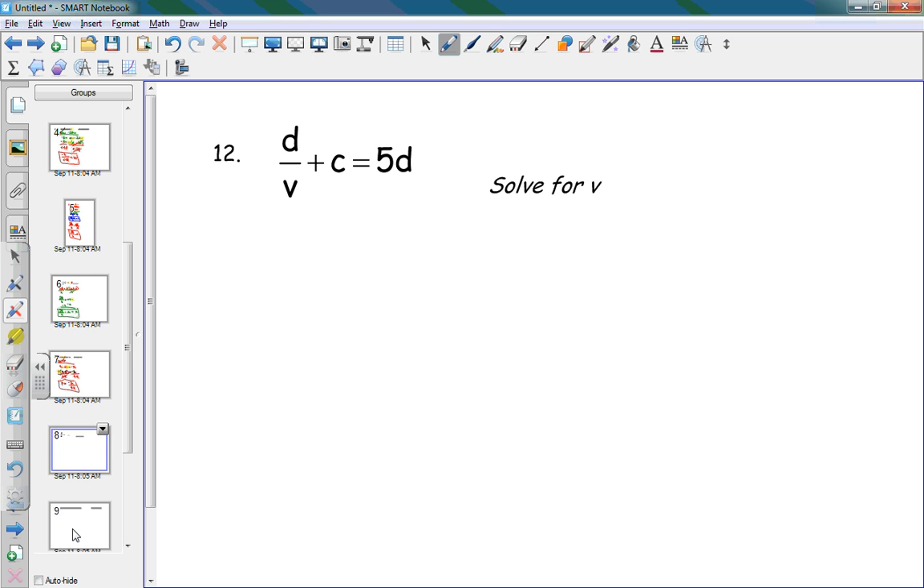Okay, number 12. Again, I want you guys to ask yourself, what do I do first? Subtract C. Because it's just like an awkward little place. I'm solving for B, and I got this C just like saying, what up? No, don't what up me, get away from me, right? I don't want you anywhere near me. So I need to get rid of that C by subtracting both sides by C. So that's gone. I'm left with D over B is equal to 5D minus C.